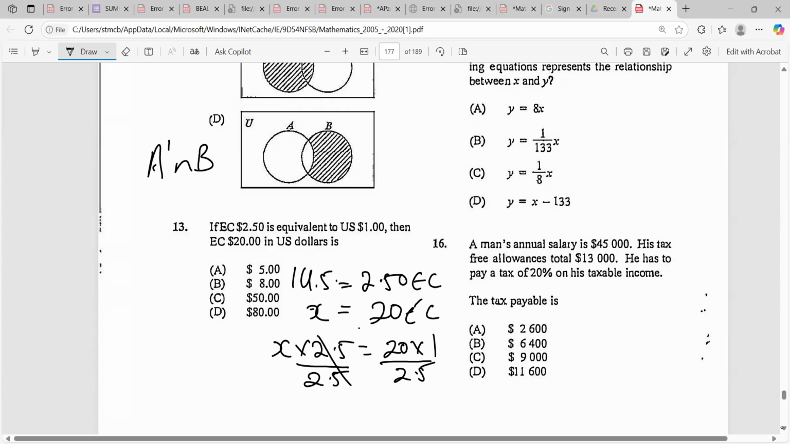And of course, do the opposite, which is divide by 2.5. So when we divide, 2.5 goes into 20 eight times. All right, so that would have been 8, so that would have been 8 US dollars. Makes sense, right? Because the US dollar is supposed to be smaller. So it's either the $5 or the $8. Couldn't be $5 though. All right, let's move on to 14.